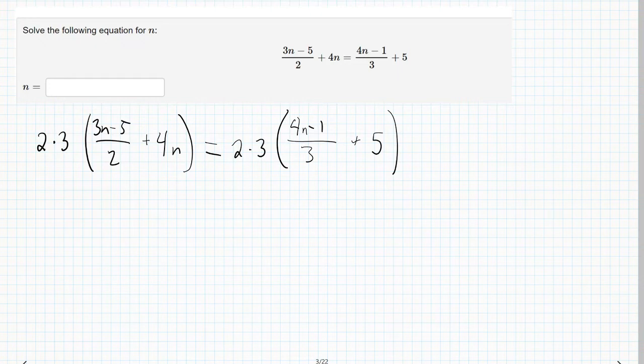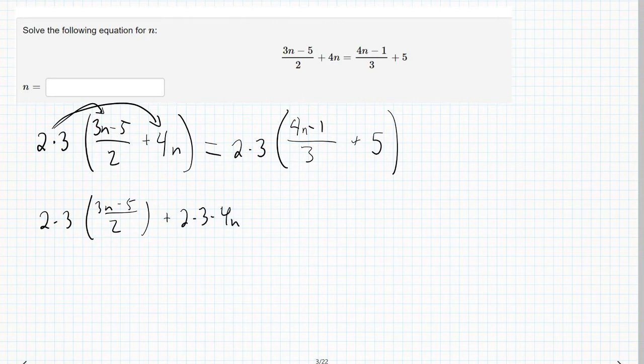Well, we got to distribute this to both parts. So notice that makes 2 times 3 times 3n minus 5 over 2. Plus 2 times 3 times 4n. And I'm showing some extra steps here just to help out, hopefully. So we get 2 times 3 times 4n minus 1 all over 3. And then plus 2 times 3 times 5. Okay, so the 2's will cancel in that first part.